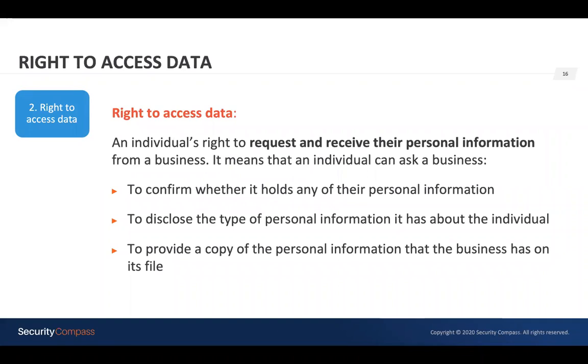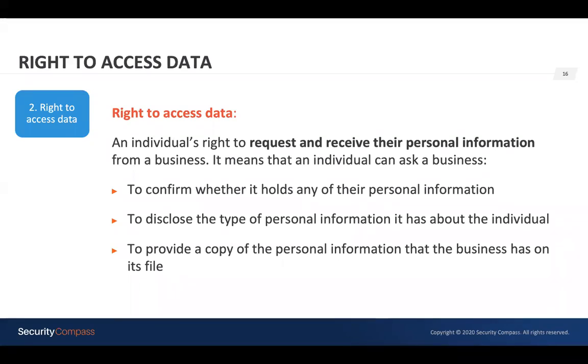The next is the right to access data. This refers to an individual's right to request and receive their personal information from a business. It means that an individual can ask a business to confirm whether it holds any of their personal information, to disclose the categories of personal information it has collected about the consumer, and to provide a copy of the personal information that the business has on file.